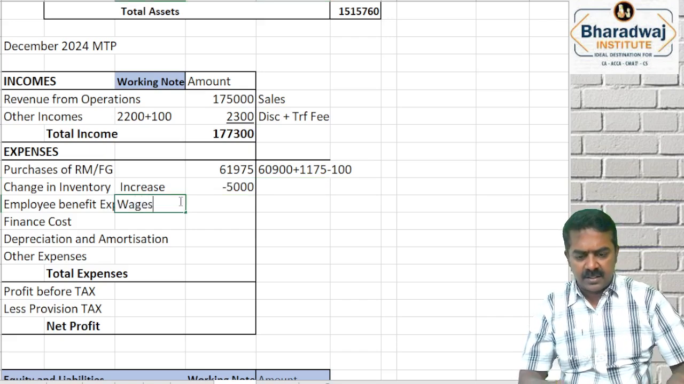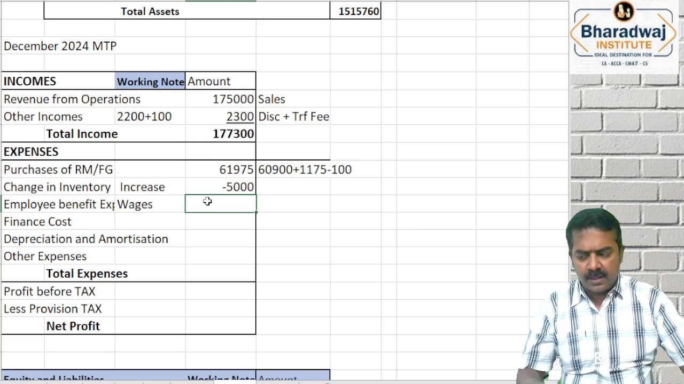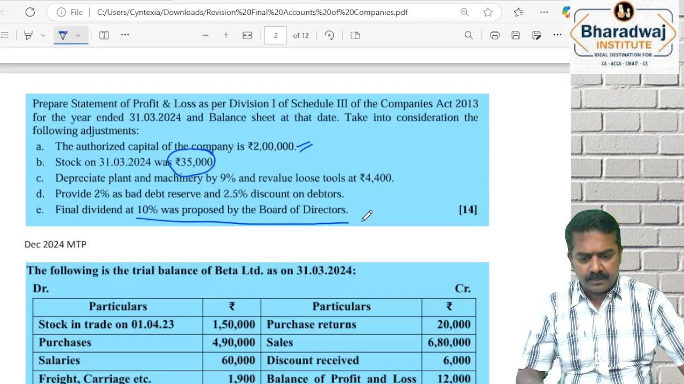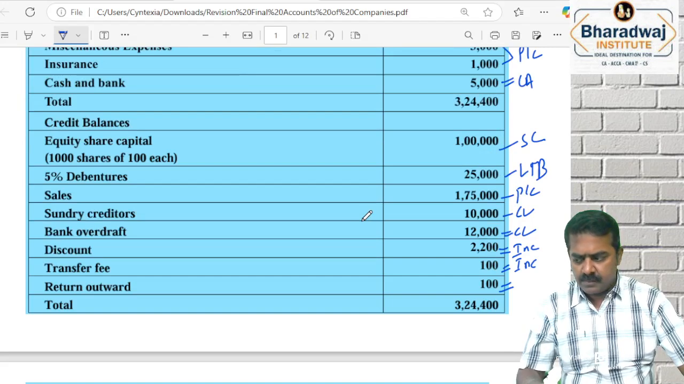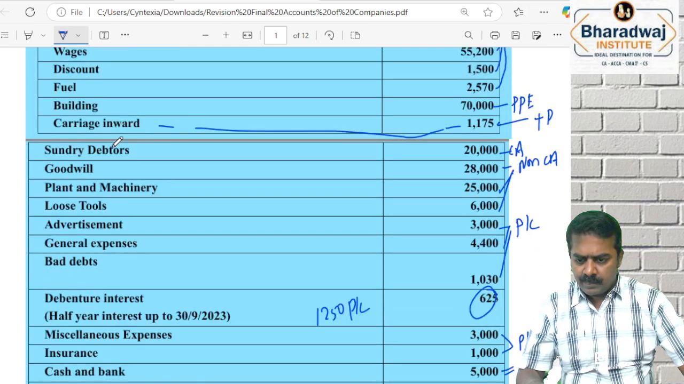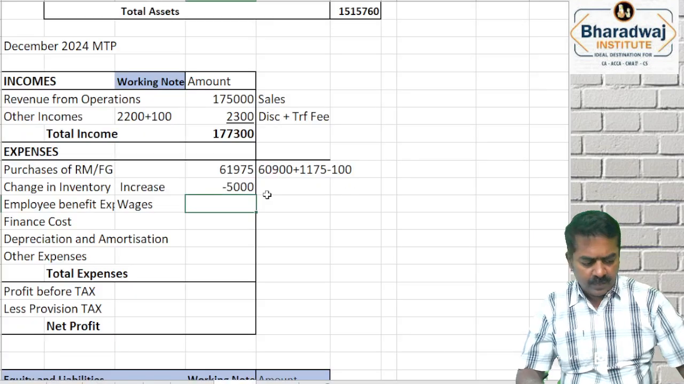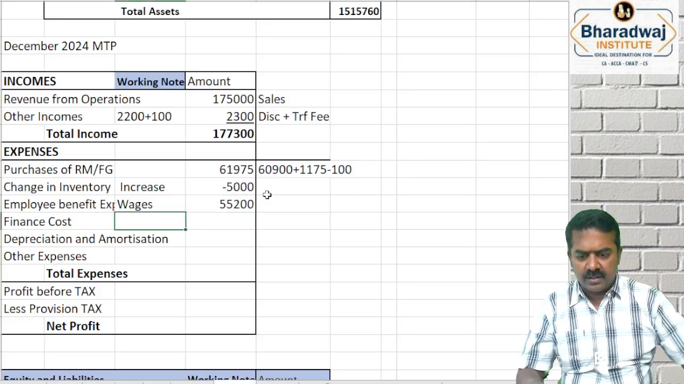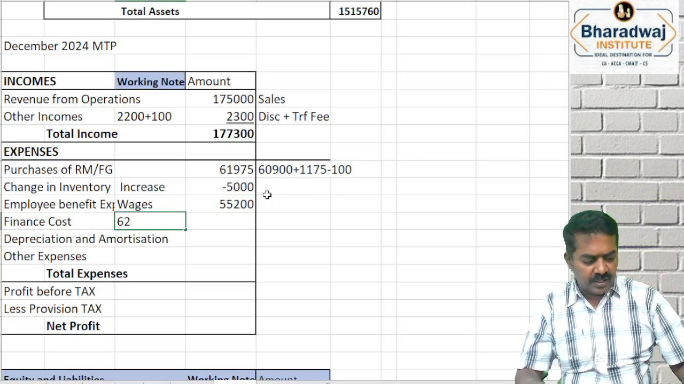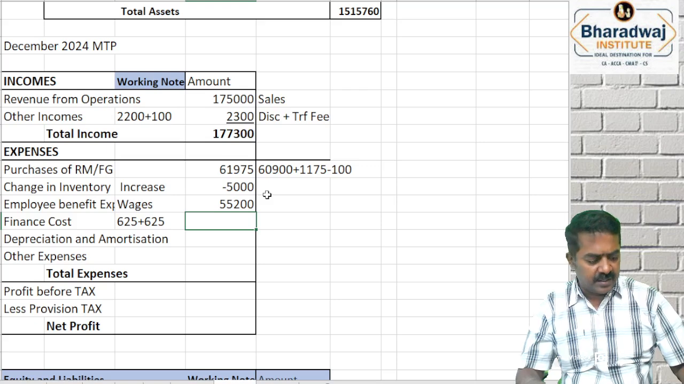Employee benefit expenses are nothing but wages. What is the wages amount? $55,200. Finance cost 625 is paid for 6 months, which means the remaining 625 is outstanding for the remaining 6 months. 1,250 will come.